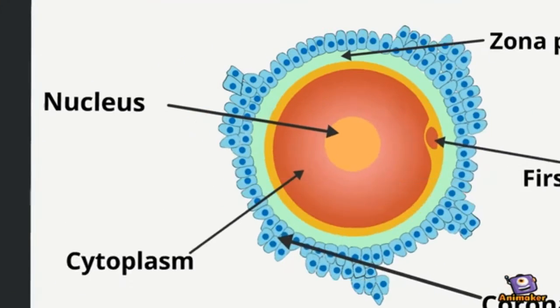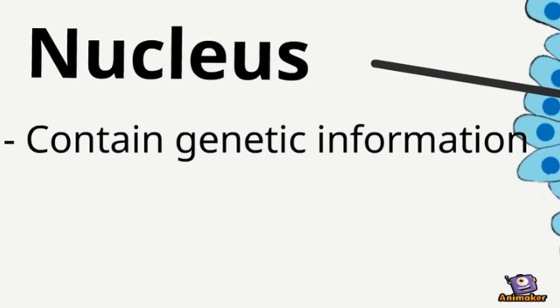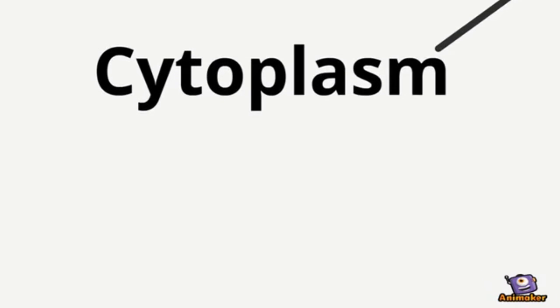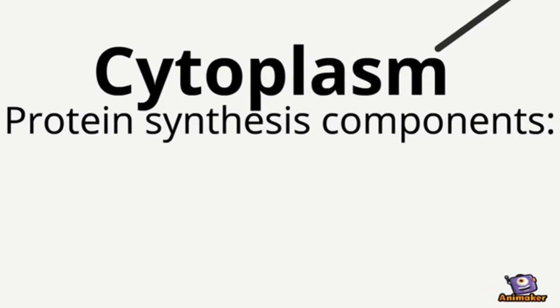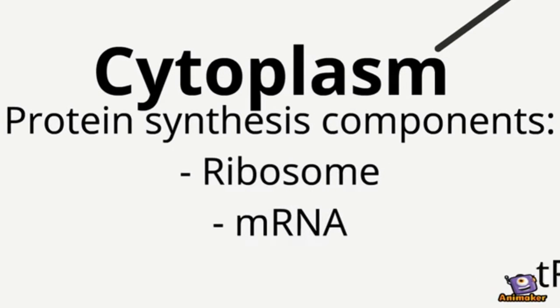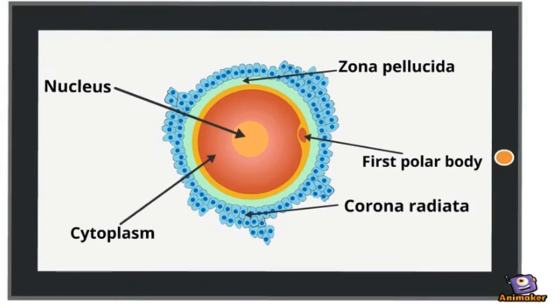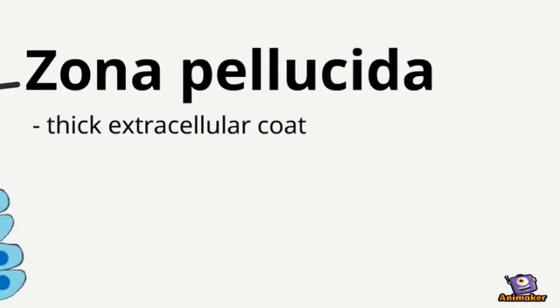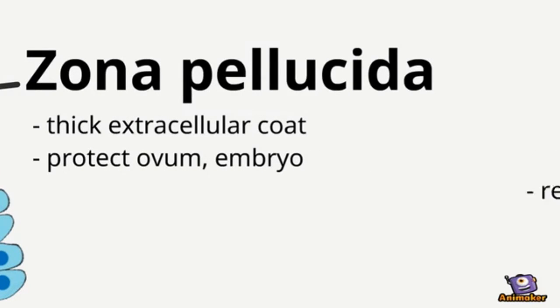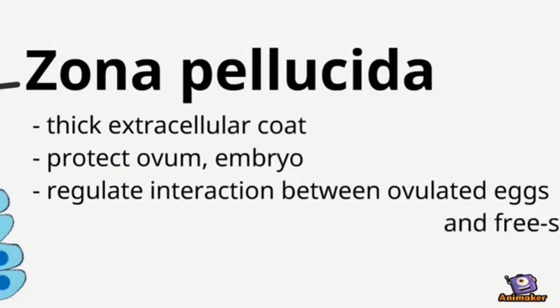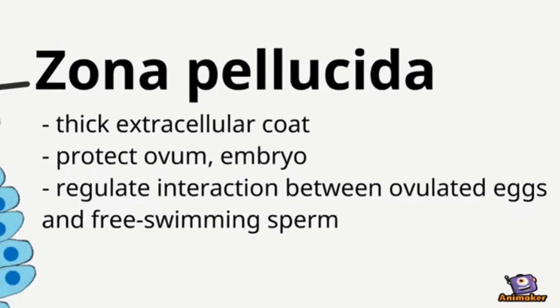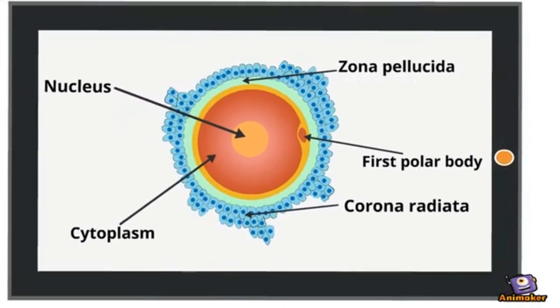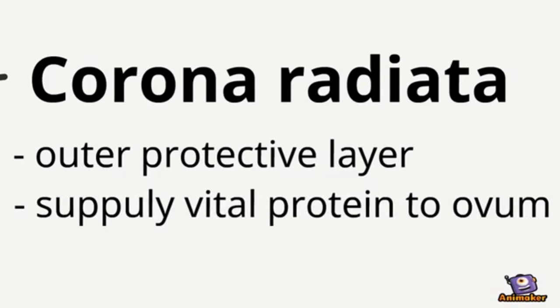The nucleus of the ovum contains the genetic information of the mother. The cytoplasm contains protein synthesis components like ribosome, mRNA and tRNA. The zona pellucida is a thick extracellular coat that protects the ovum during development. It also regulates the interaction between the ovulated egg and free-swimming sperm. The corona radiata is an outer protective layer, which supplies vital protein to the ovum.